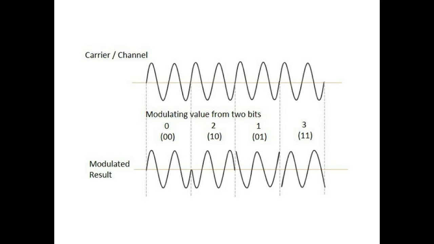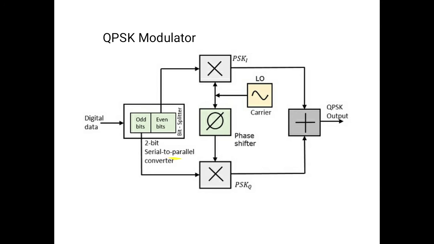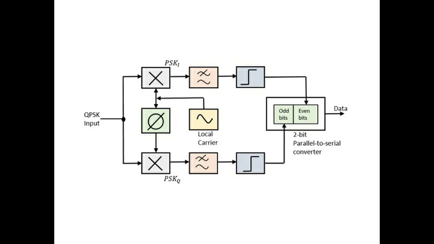Here in this case, you can observe, wherever there is a dotted line, there you can see a phase shift. But the first is a different phase shift, the second is a different phase shift, the third is a different phase shift. Now that phase shift is dependent on the value. You can see 00, 10, 01, 11. Now this will be generated by this bit splitter.